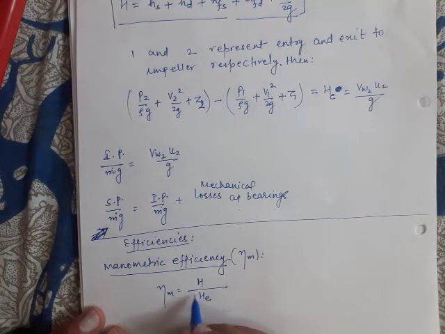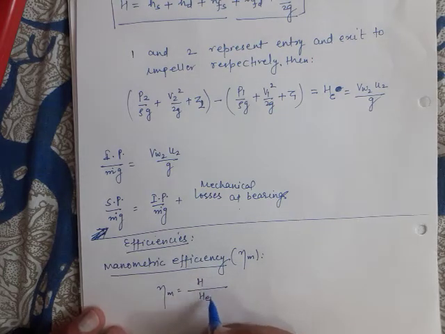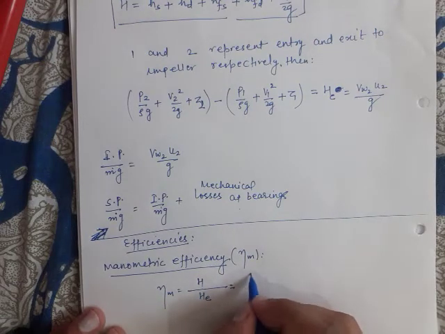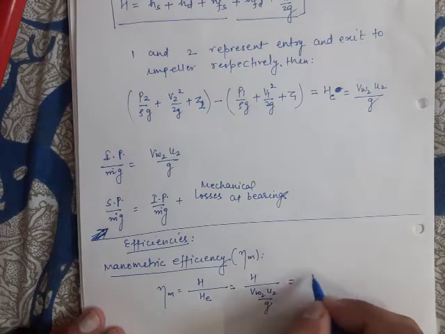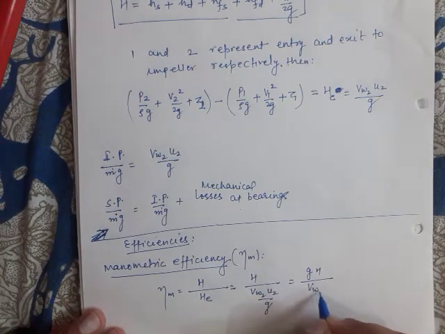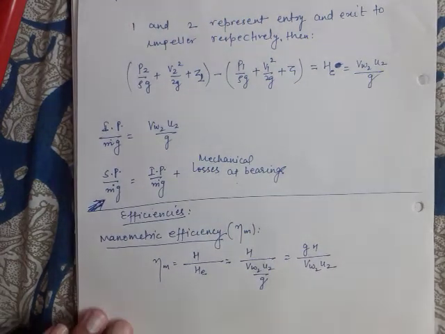This much is the head which has been imparted by the impeller, but water has utilized lesser head because some of the head has been lost in overcoming the friction inside the guide vanes and casing. Therefore, head utilized upon head imparted is the manometric efficiency. So it can be written as gH upon Vw2 U2, where H is the manometric head and Vw2 U2 by g is the head imparted by the impeller. Both are different because some of the head has been lost in overcoming the friction inside the guide vanes and casing.